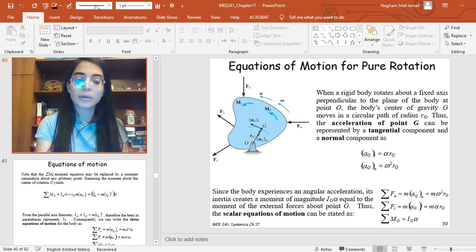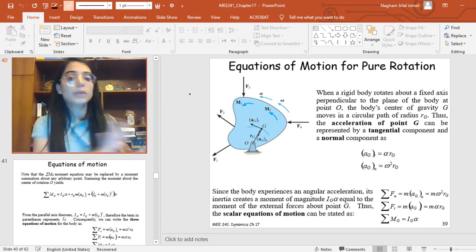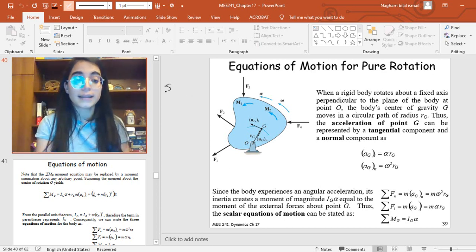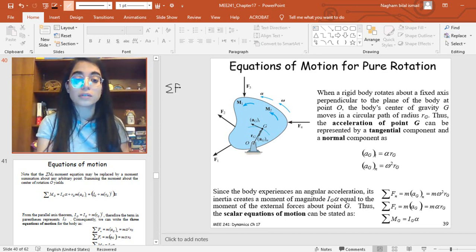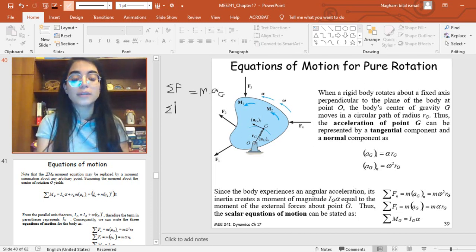And if you remember in the first video lecture of this chapter, I did the analogy between Newton's second law in translation and the sum of moments in rotation. And I said that the sum of forces should be equal to m times a_G. This is the second law of Newton in translational motion. And this is also similar to this equation. The sum of moments in rotational motion should be equal to I times alpha.